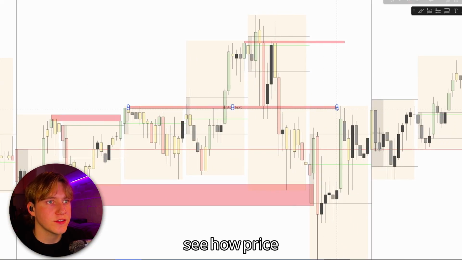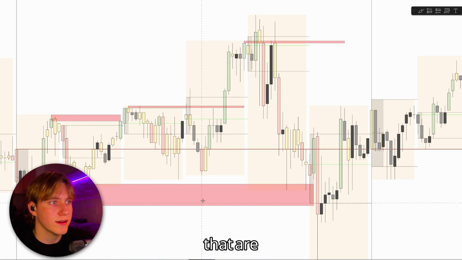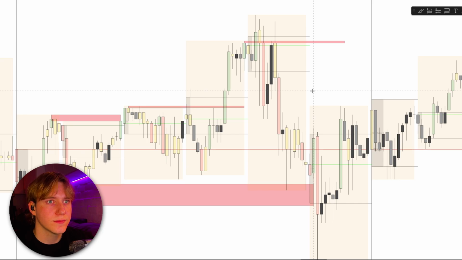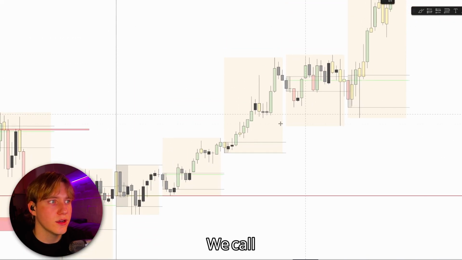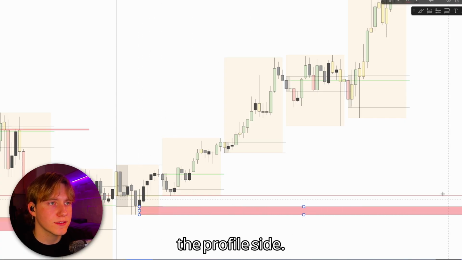And you can see how price travels from edge to edge of every single profile and open edges that are left open. So we see these edges are left open, and that's where price is driving towards once we fail to continue higher off of a previous edge. And we can see in the next day, we actually have a day. We call this daisy chaining, specifically on the profile side.